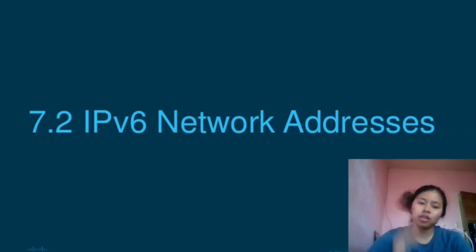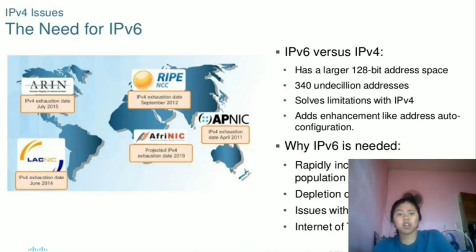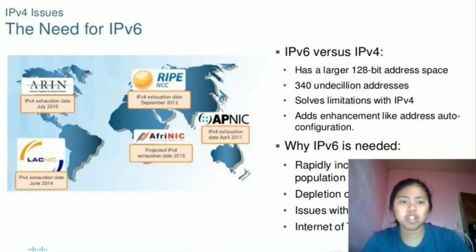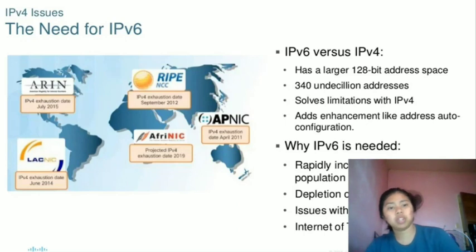IPv6 network addresses. IPv6 versus IPv4. It has a larger 128-bit address space, 340 undecillion addresses, solves limitations with IPv4, and adds enhancements like address auto-configuration.